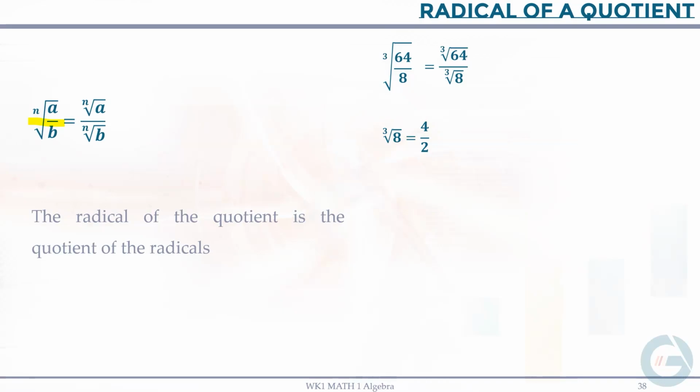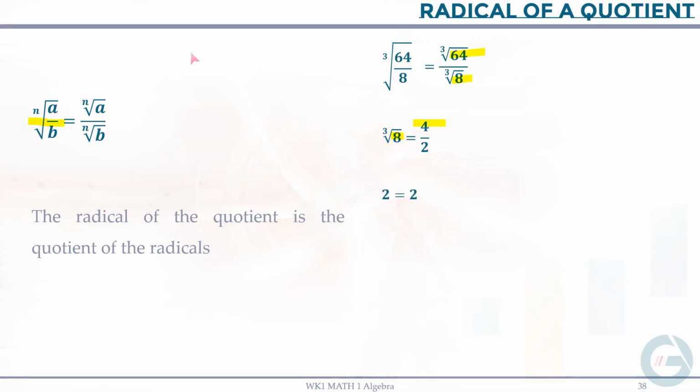The cube root of 64 is 4, since 4 times 4 times 4 is 64. The cube root of 8 is 2, so you multiply 2 three times: 2 times 2 times 2 is 8. So the cube root of 8 is 2, and 4 divided by 2 is 2.